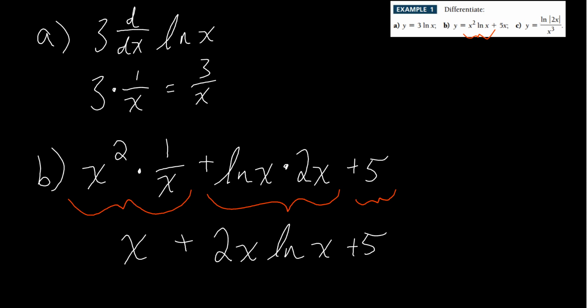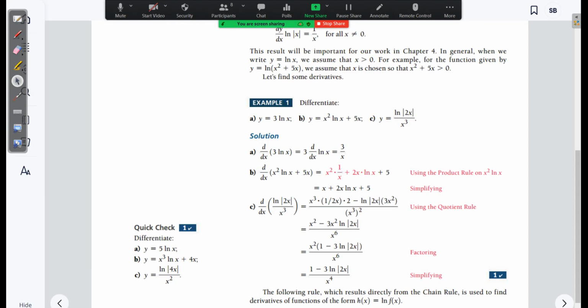Okay, and we'll do C now. Okay, so this tells me I already have to do low d high minus high d low, right? So we have C, and then we've got y is equal to the natural log of the absolute value of 2x over x cubed. We're just going to have to do low d high minus high d low, right? That the derivative is just going to be that.